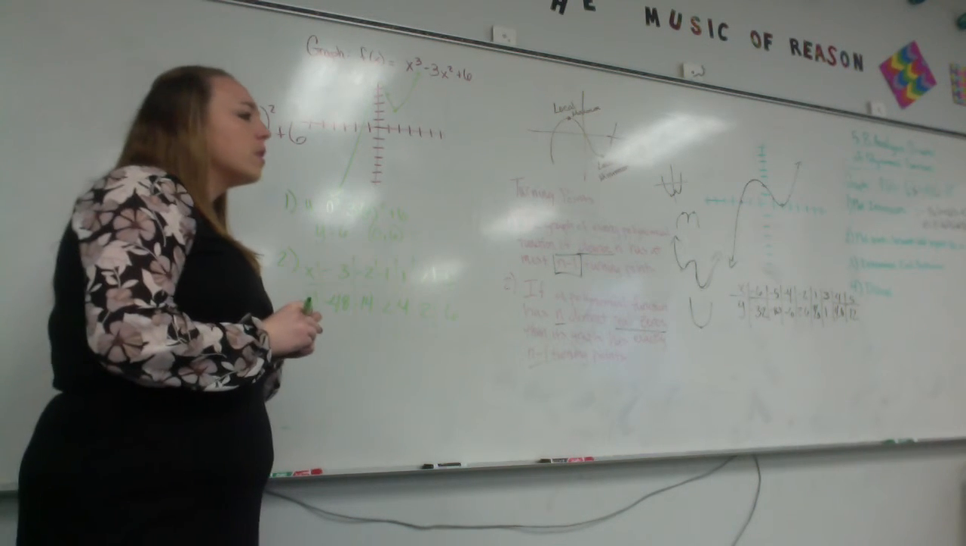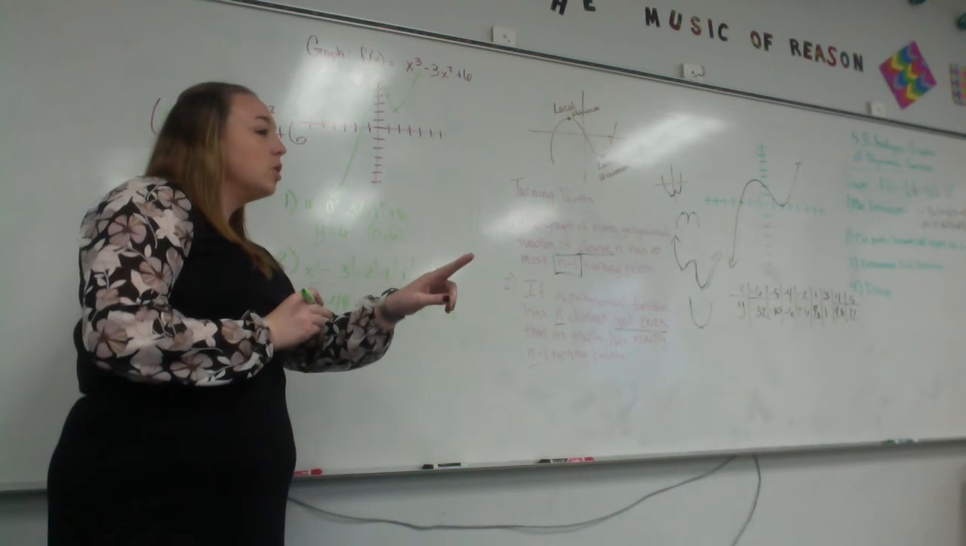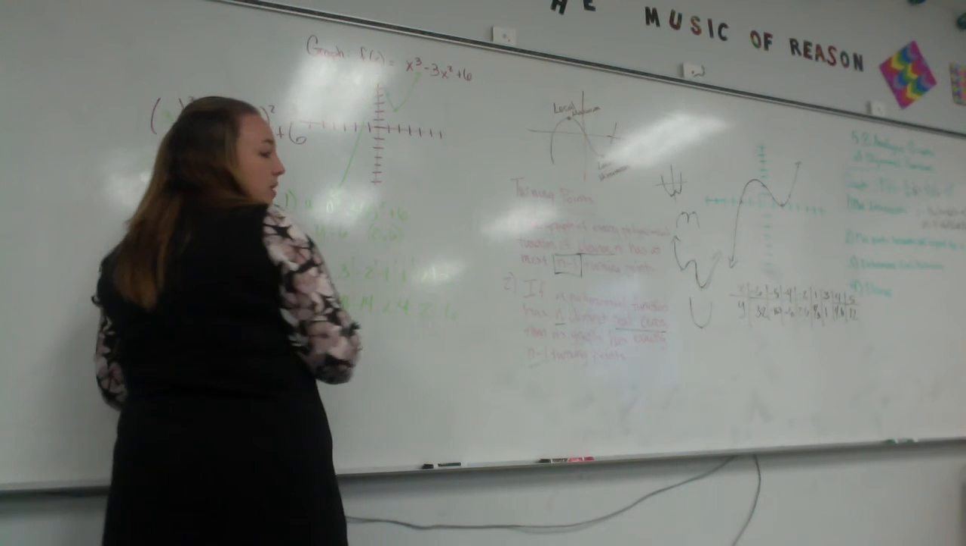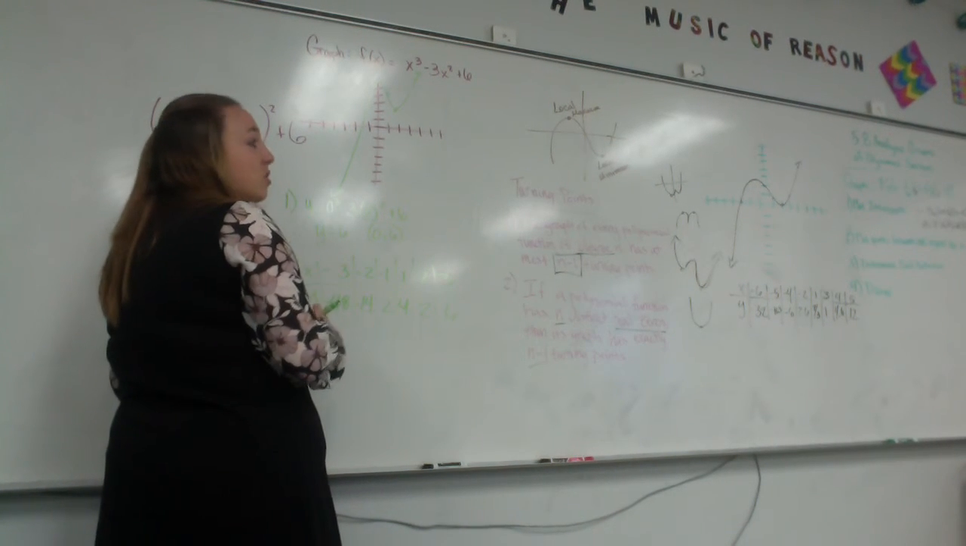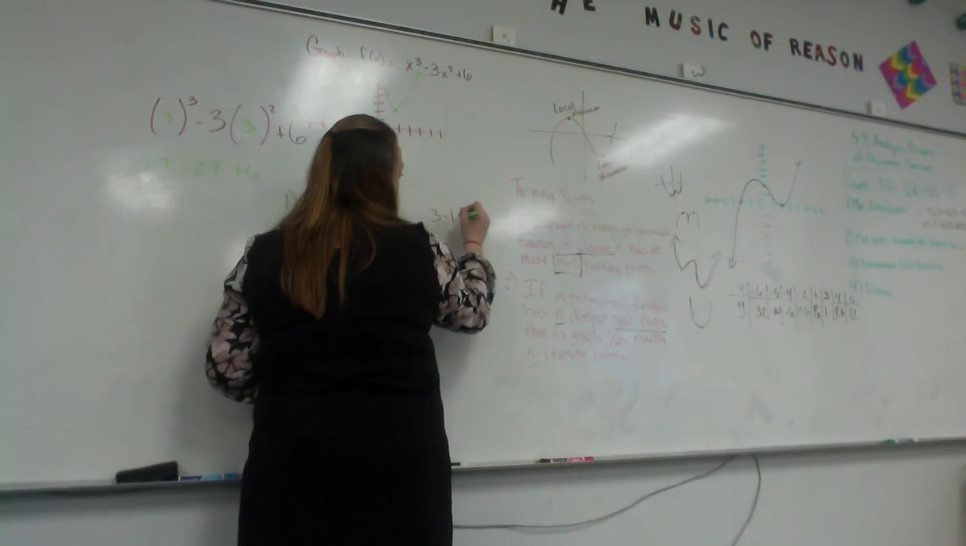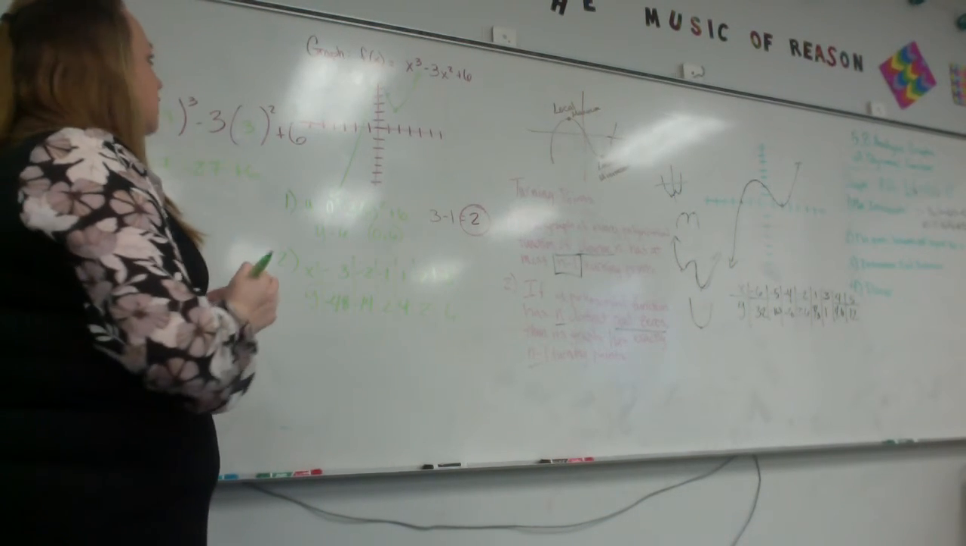How many turning points? How many, Cole? 2. How many should I probably have? How many can I have up to? What tells me how many I can have up to? The degree. What's my degree? 3, and you take 3 minus 1, and I get 2. So I can have up to 2. Do I have 2? Yes.